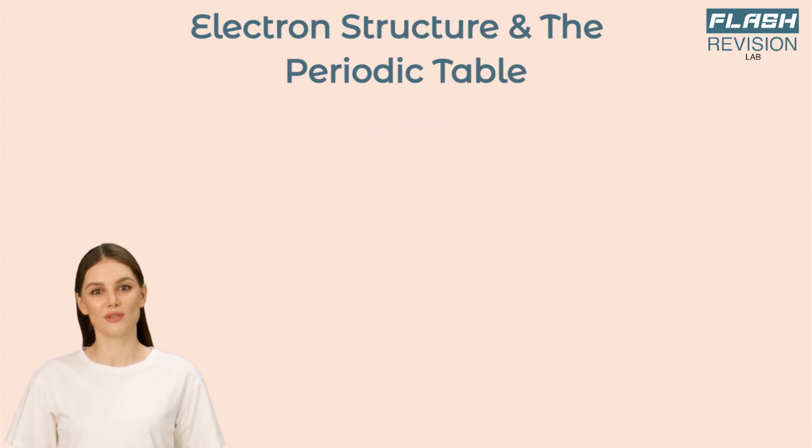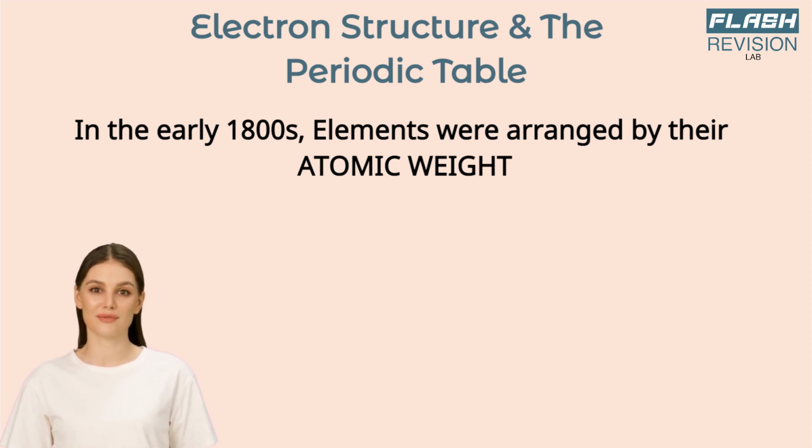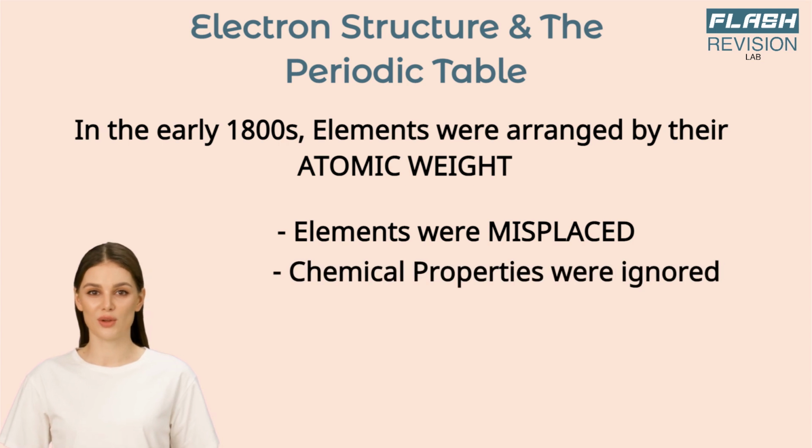Now, onto the periodic table. Before scientists discovered subatomic particles, they used to arrange elements based on their atomic weight, not their atomic number. As they sorted elements by mass, they noticed patterns emerging at regular intervals, which is why it's called the periodic table. The early periodic tables weren't perfect. Some elements were misplaced to fill gaps, and others were sorted only by atomic weight, ignoring their chemical properties.